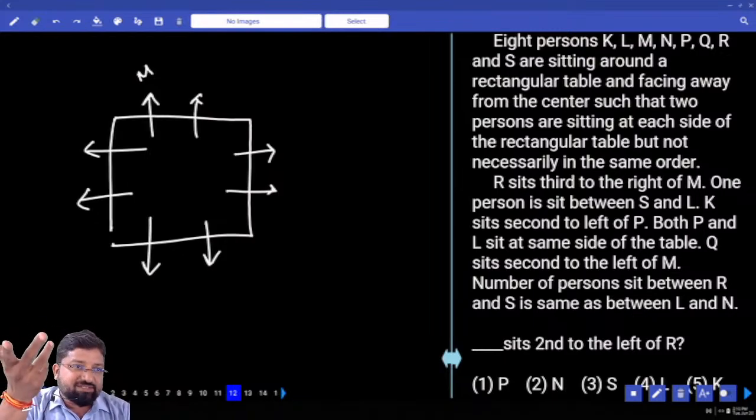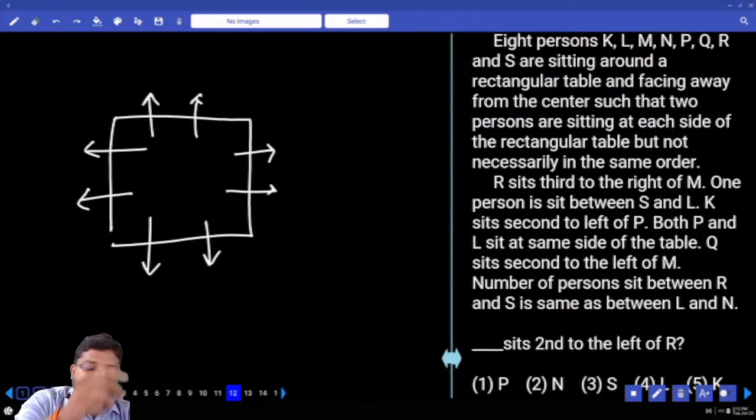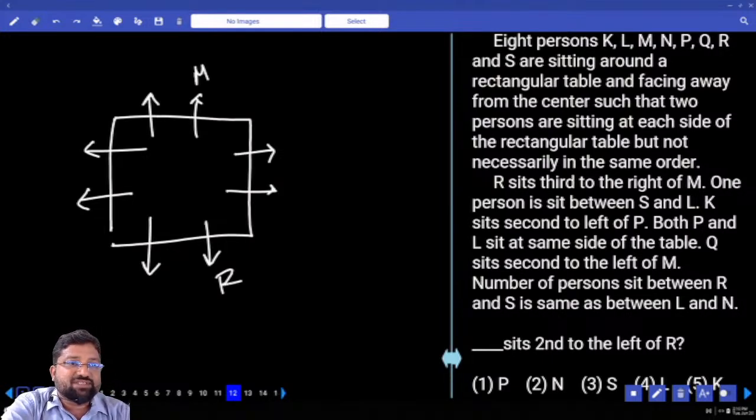you may not get the answer. Or else by taking M here, you can get the answer. So this is where you have the differences. That is why I say, we'll go with any one possibility. This is M, third right is R. Right? M sits third to the right of R. Next. R sits third to the right of M.